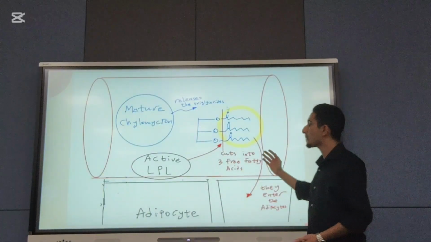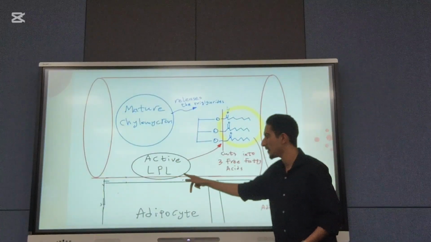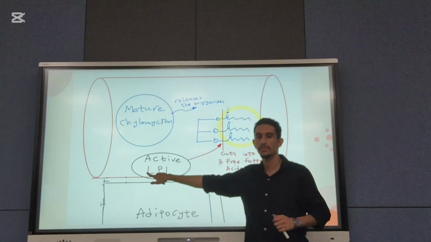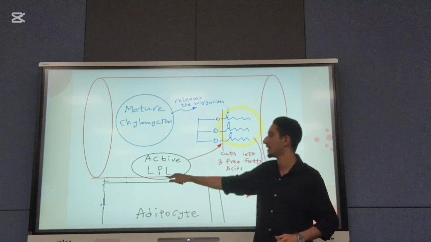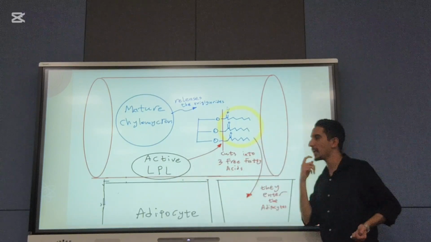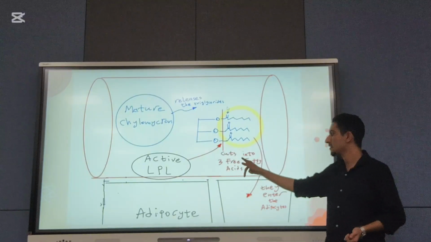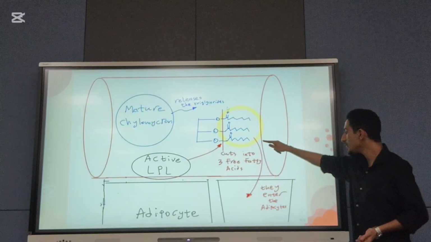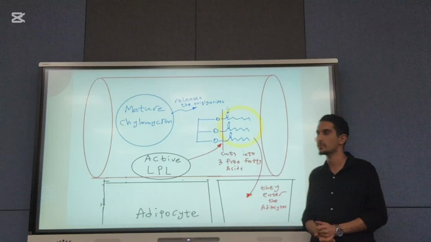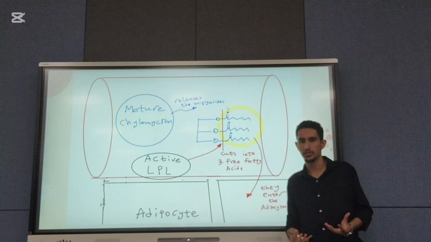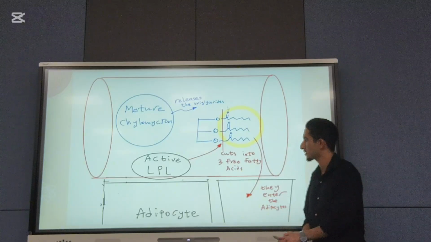So after the ApoC2 activated the lipoprotein lipase, it became an active lipoprotein lipase, active LPL. This active LPL will break down the triglyceride into 3 fatty acid chains. Then they can enter into the adipocytes through the blood vessel wall, because now they became smaller structures, not one bulky structure.